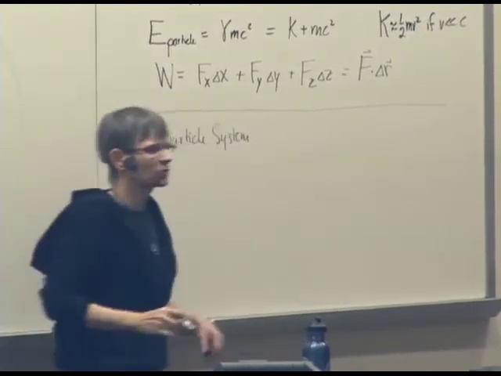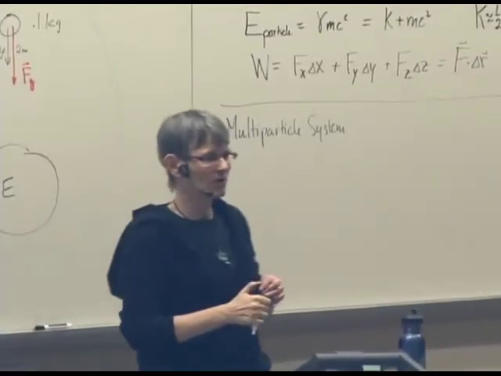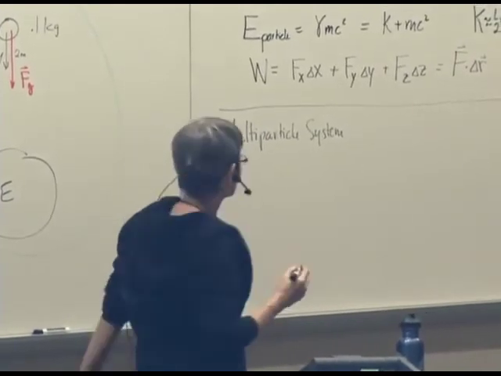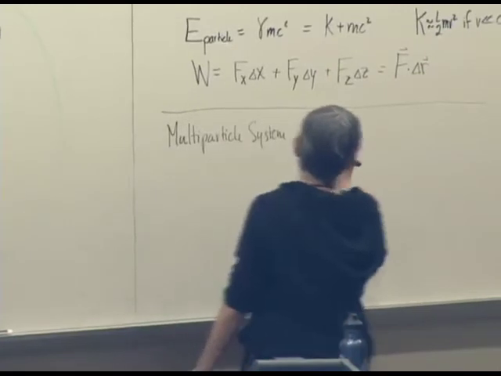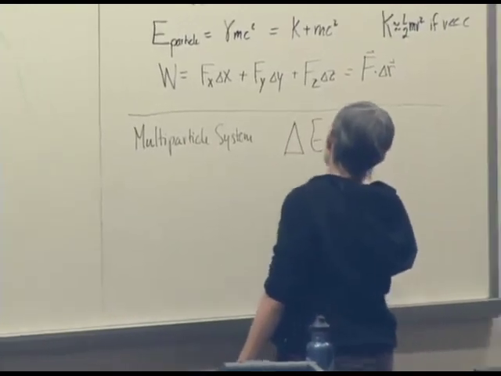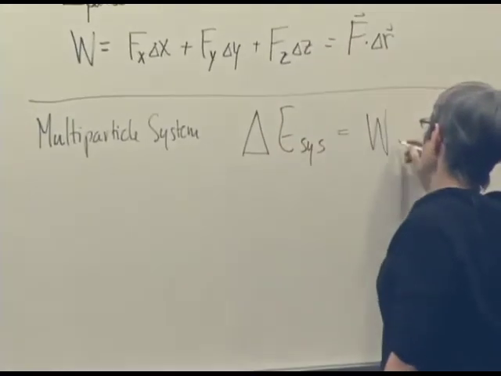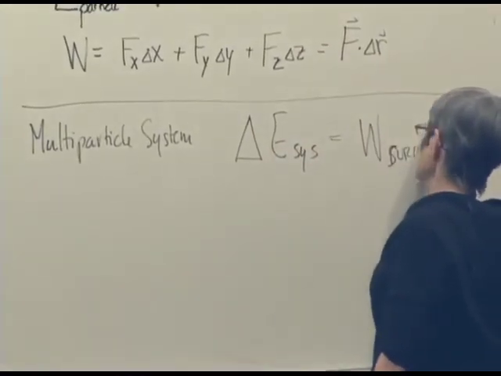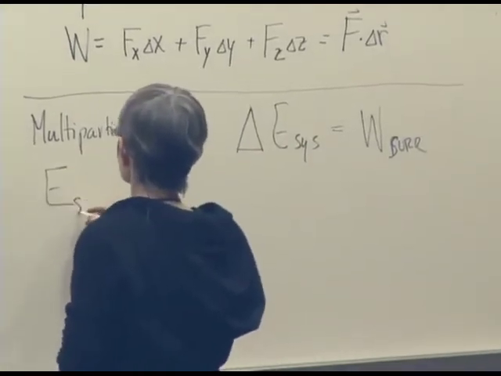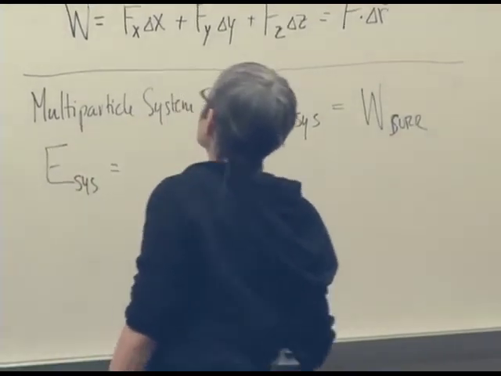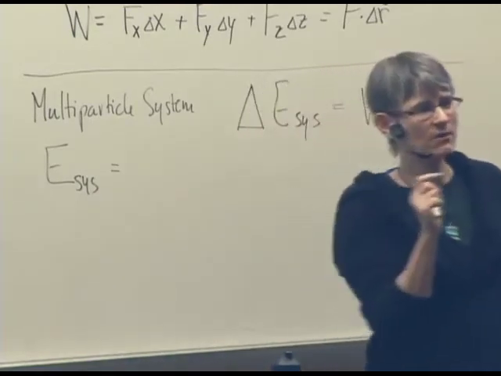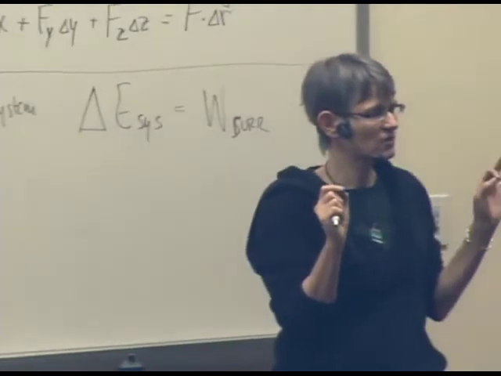And by multiparticle, we might mean a bunch of little particles, but we also might mean big objects. Okay, the energy principle didn't change. It turns out that the change of energy of the system is equal to the work done by the surroundings. But now the energy of the system is equal to the sum of the energies of all the particles inside the system.